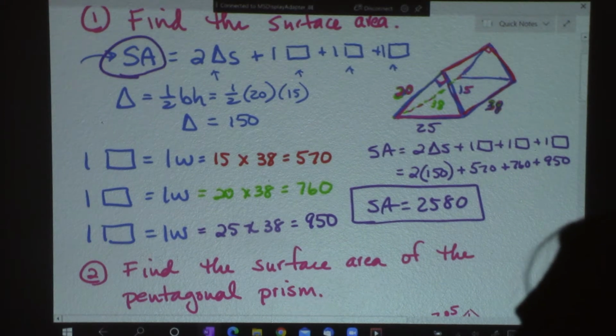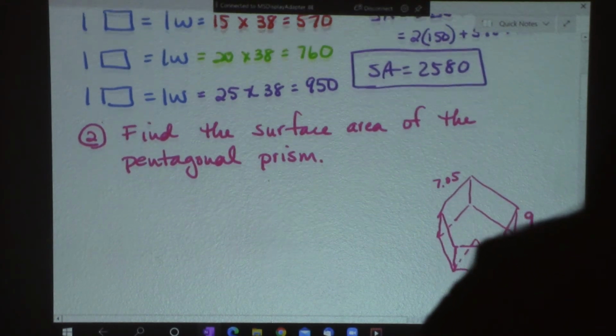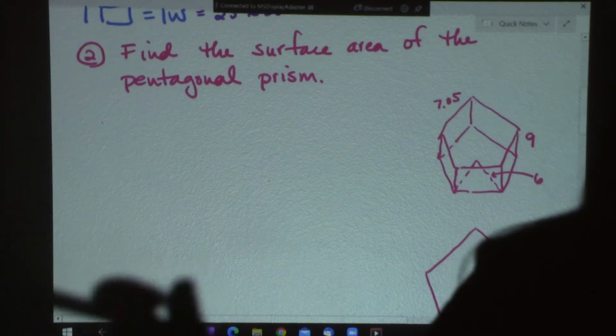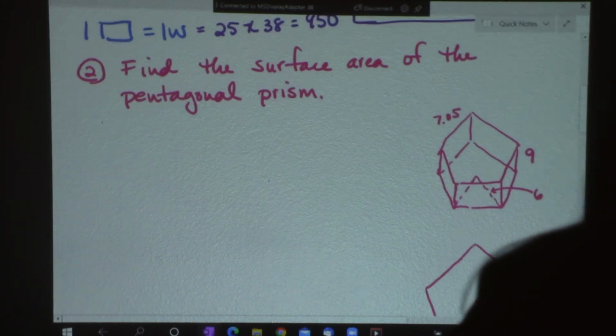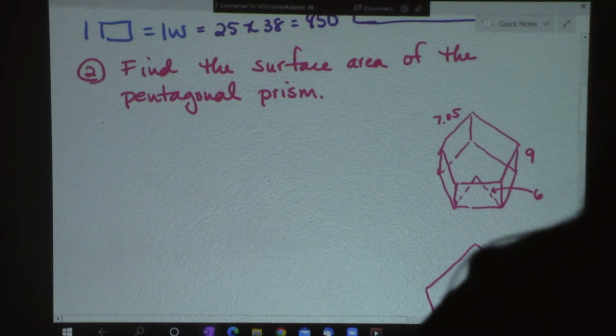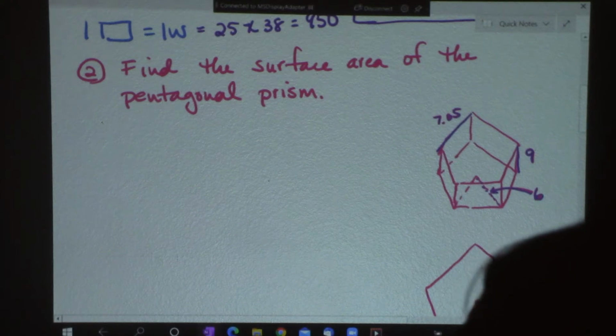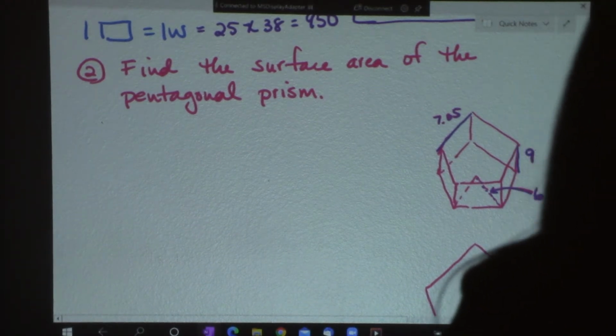Here's number 2. Now, this is where we jump up a notch, being in geometry rather than being in Math 8. They don't find the surface area of a pentagonal prism like we do. So here's our picture, and I know that each side is 7.05. The height here is 9. And this side of my triangle inside is 6. So I want to find the surface area of the prism.